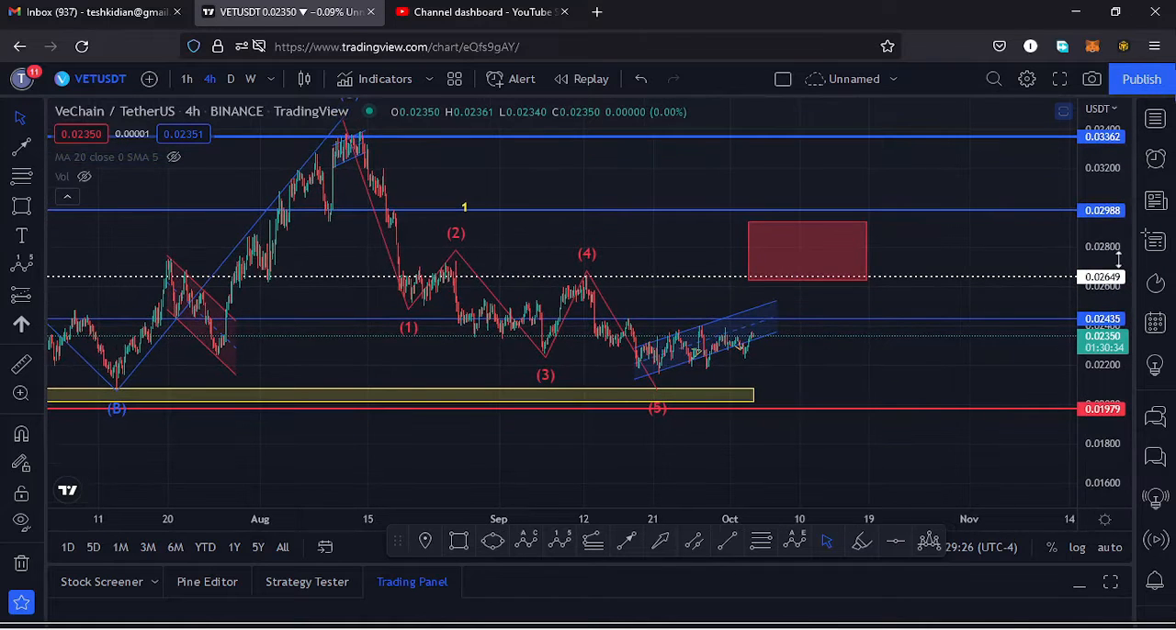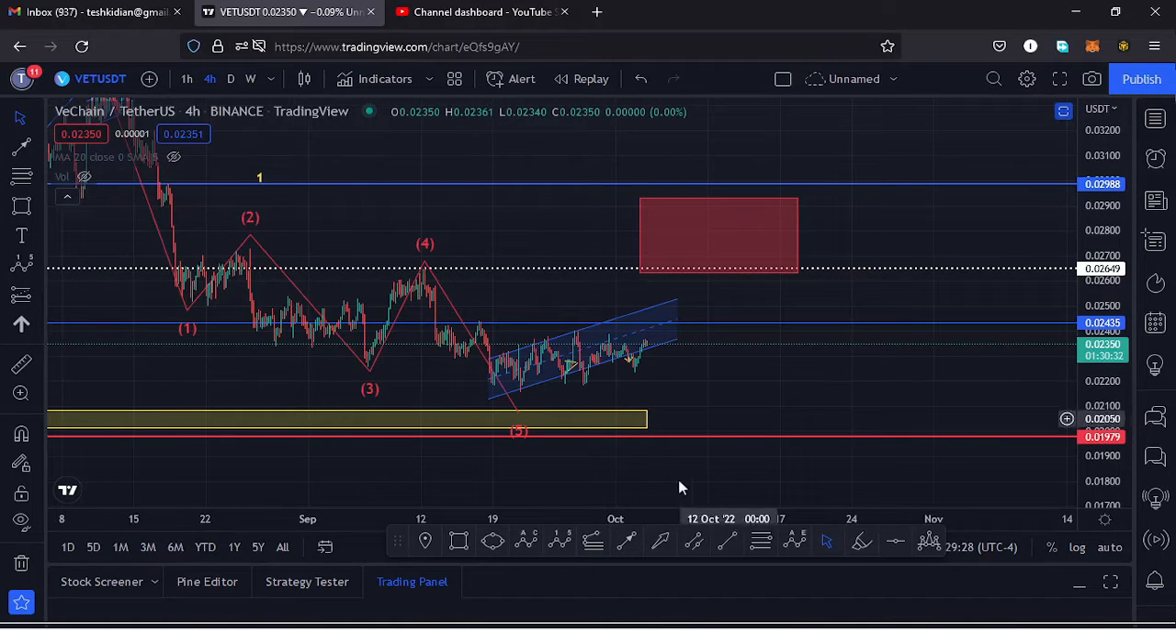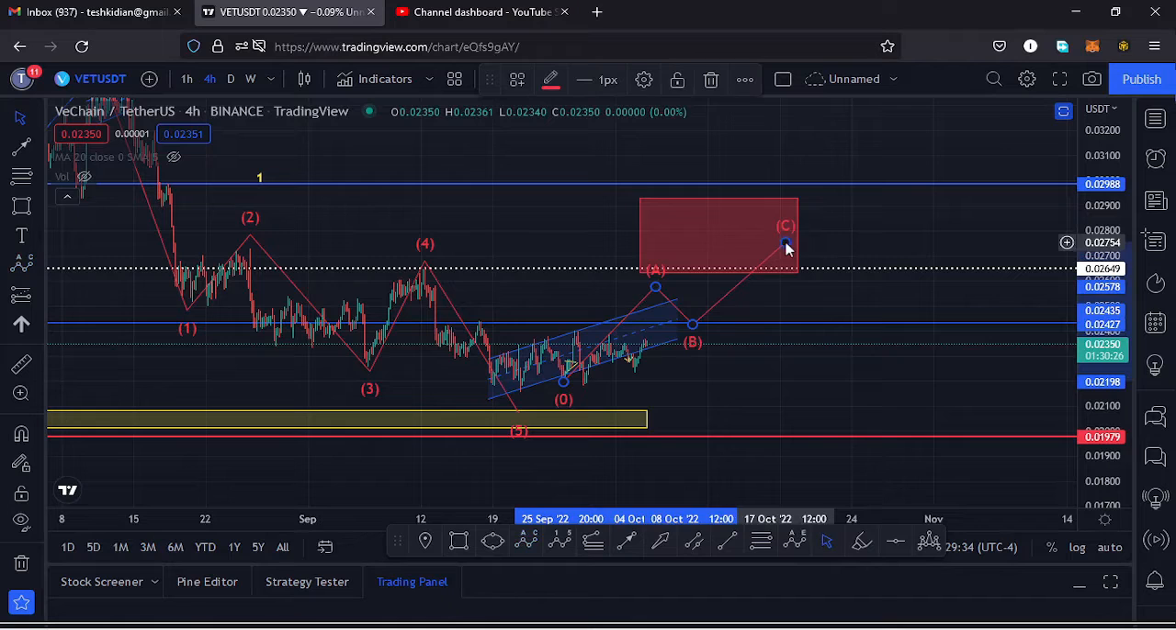Because a wave 2 is a corrective wave, I will also expect to see a corrective movement, an ABC corrective movement, play out over here, playing out like that. Maybe once we manage to break above that key area of resistance, have a retest, then continue pushing higher to get us into that target area.